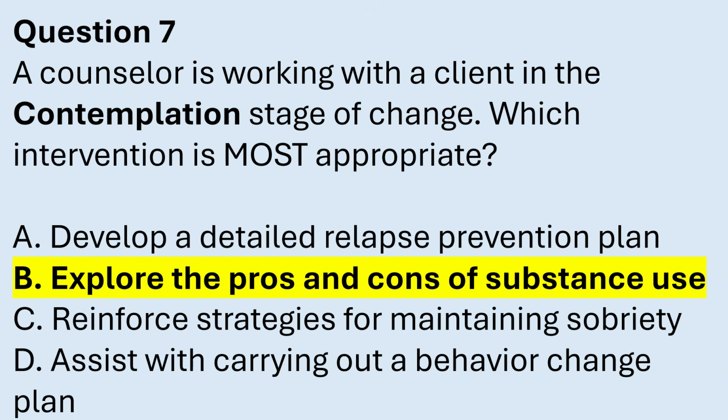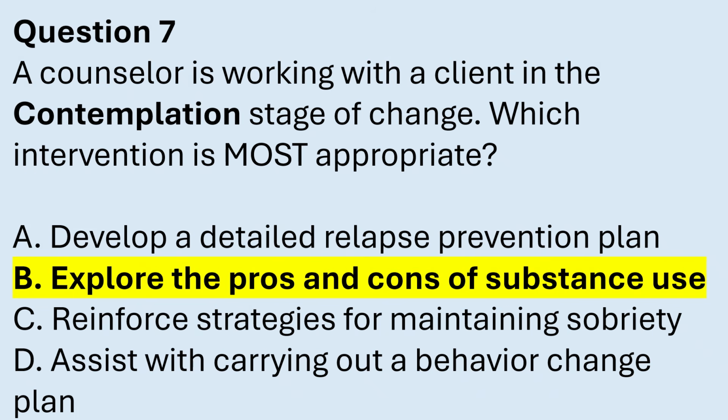B is correct because clients in the contemplation stage are experiencing ambivalence. Exploring the benefits and costs of substance use helps increase awareness and resolve uncertainty about change. A is incorrect because relapse prevention planning is typically used during the action or maintenance stages, after the client has already begun making changes. C is incorrect because maintenance interventions focus on preventing relapse and sustaining long-term behavior changes. The client has not yet made a change. And D is incorrect because implementing a change plan is appropriate during the action stage, when the client is actively changing their behavior.